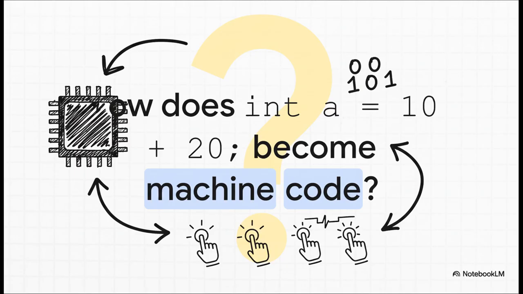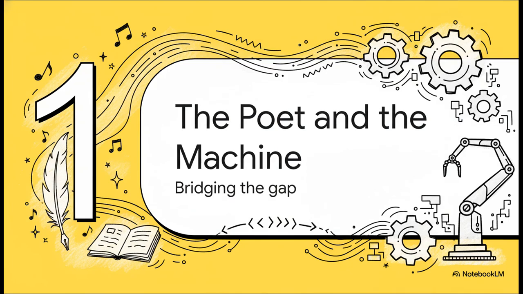So this simple line of code, this is going to be the hero of our story today. To you and me, it's just basic math, right? But to a computer, it's a completely foreign language. So how in the world does this instruction get translated into a series of simple taps that the machine can actually follow? That is the core question we are going to answer. To really get how this translation happens, we first have to appreciate just how incredibly different these two worlds are. The world of us, the human poet, and the world of the machine.